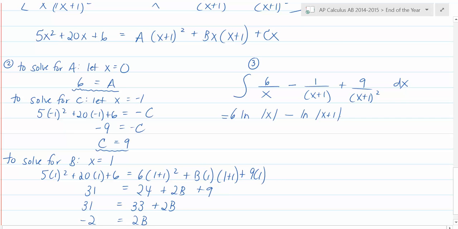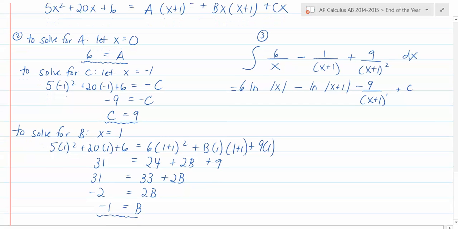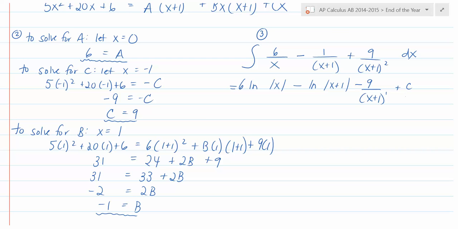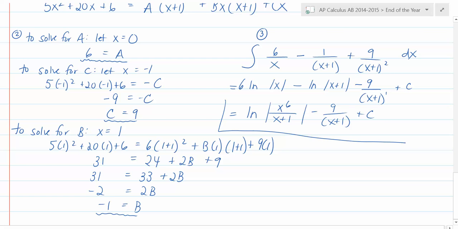we have natural log 6 up front, so 6 times the natural log of the absolute value of x, minus the natural log of x plus 1. Now note the last term will not use natural logs. You're going to use your u substitution, and so it'll be u to the negative 2 when you integrate it, which will end up turning into u to the negative 1. So it's going to become minus 9 over x plus 1 to the first power plus C. We can simplify this a little bit, where the 6 out front can be in the exponent, so ln of x to the 6 over x plus 1, and then minus 9 over x plus 1 plus C. Now either of these answers are fine, but obviously the second one's a little bit more simplified.